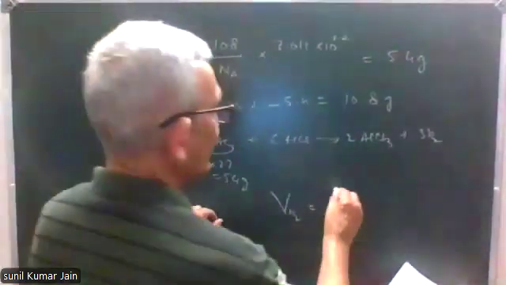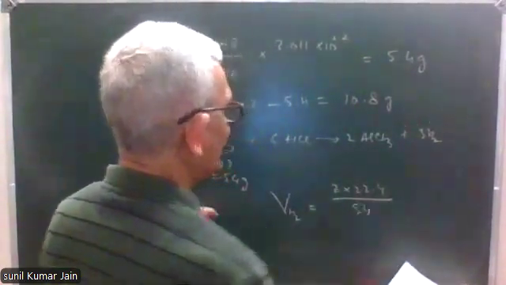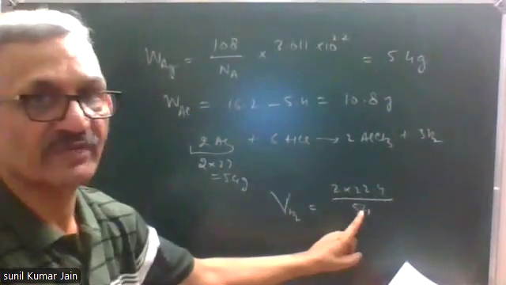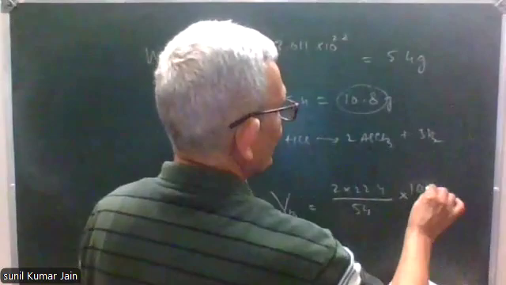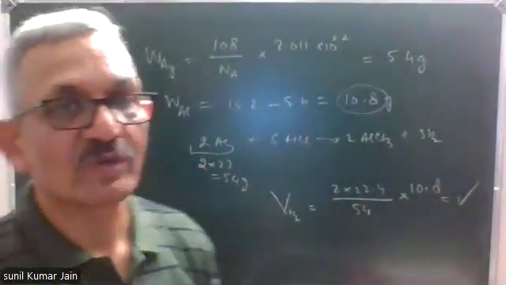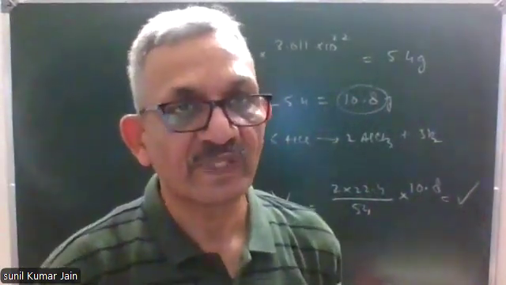1 gram of aluminium will give 3 into 22.4 divided by 54 liters, right? 1 gram will produce so many liters of hydrogen. And 10.8 will give how much? This will be the volume of hydrogen produced. This will be the answer, that is 13.44 liters, right?